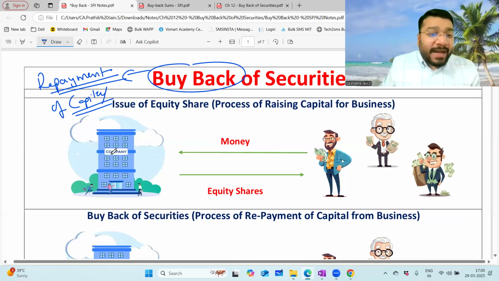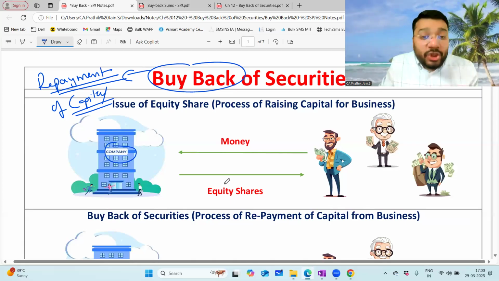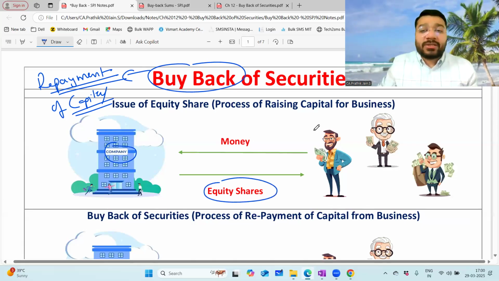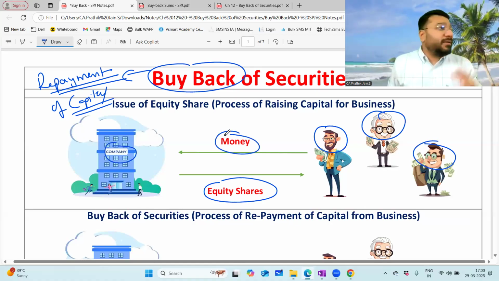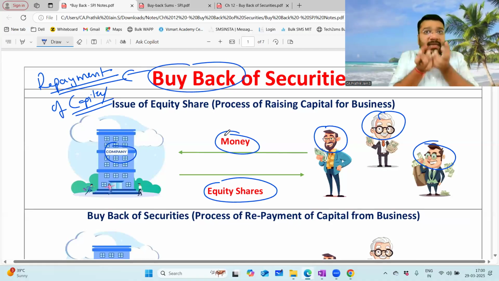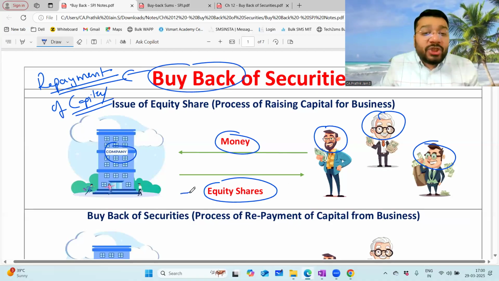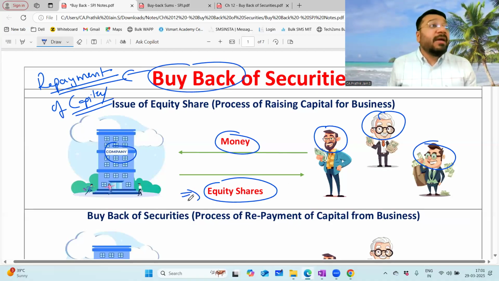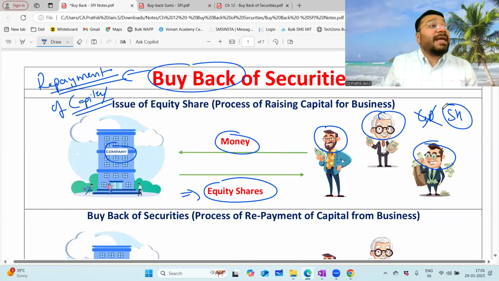So this is the company that is in need of funds, and for that purpose it has issued equity shares to the general public. And what have the general public given in return? They have given money. So the company is getting money from the general public, and against that the company is issuing equity shares. Upon the issue of equity shares, the general public are now called shareholders, also called members, owners of the company.